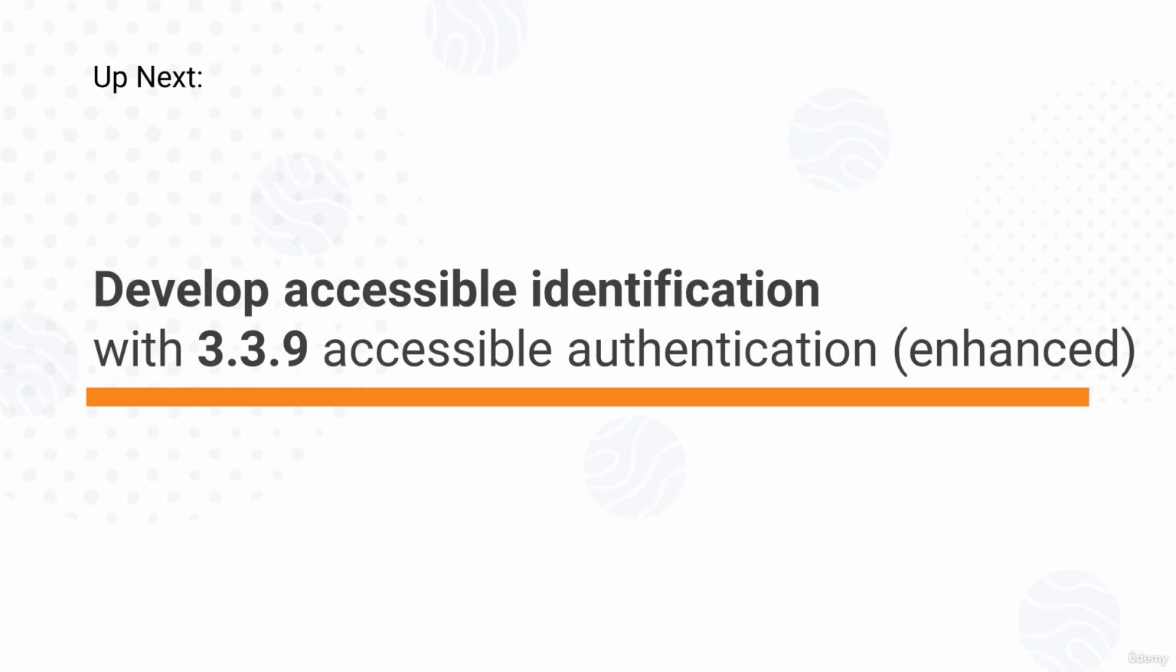In the next unit, I'll look at 3.3.9 Accessible Authentication Enhanced, a AAA criterion which discusses techniques for improving the authentication process at a greater level.